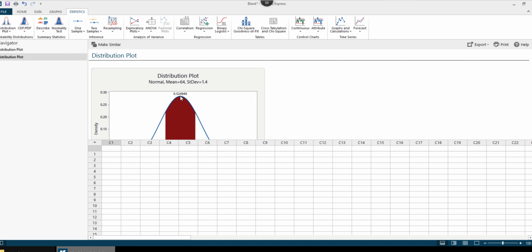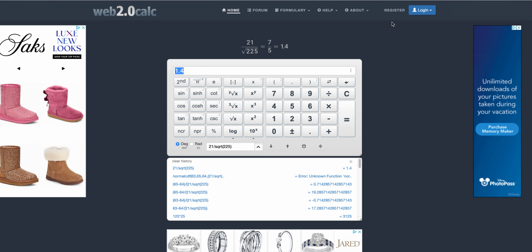So when you're doing central limit theorem, the extra step in finding probability is that you just have to take the standard deviation they gave you and divide it by the square root of the number of people in the sample. That is then the number that you put into Minitab.